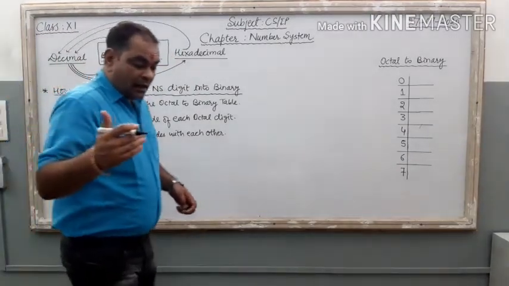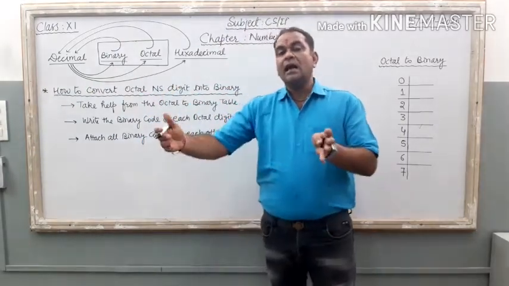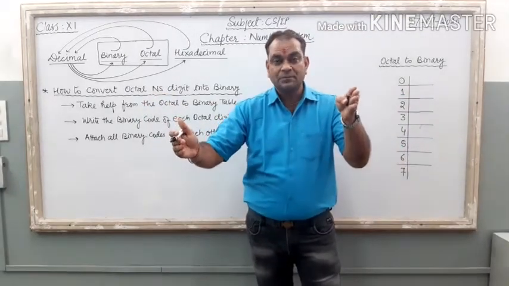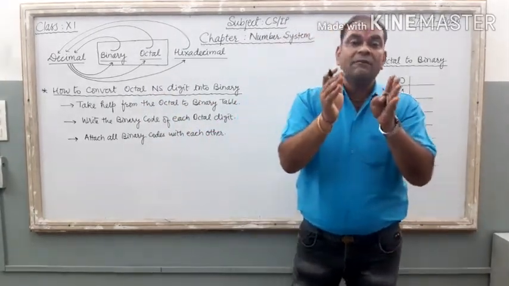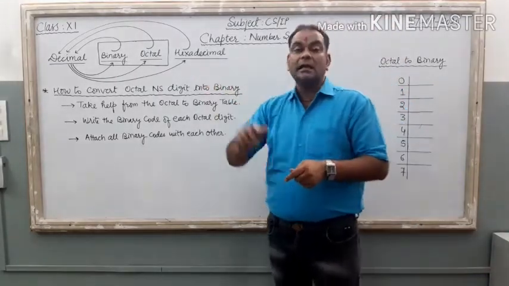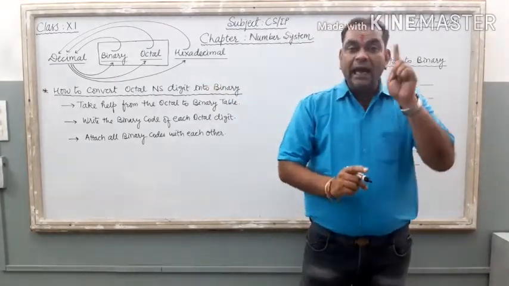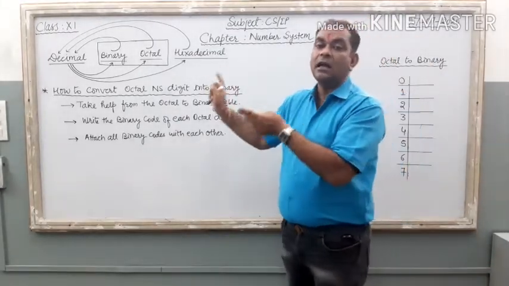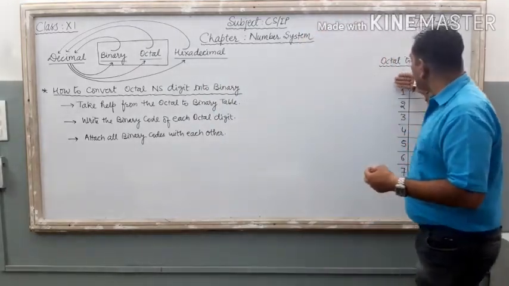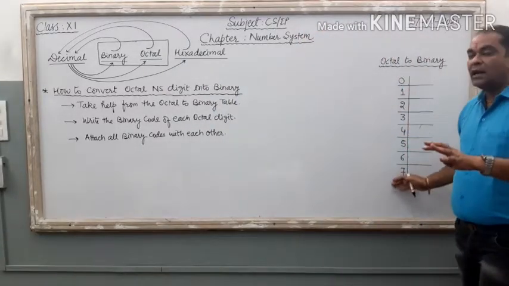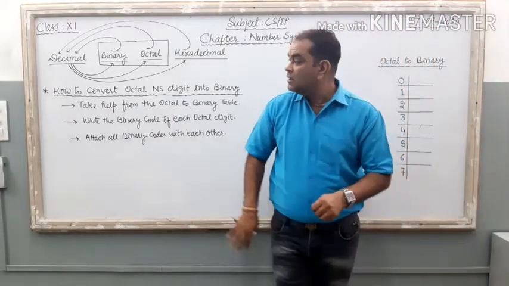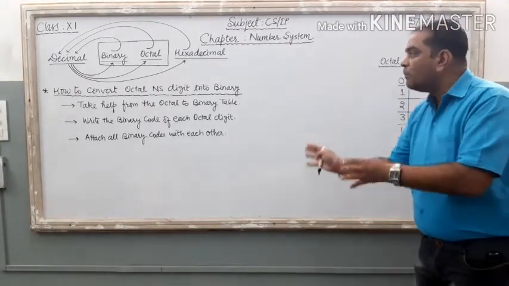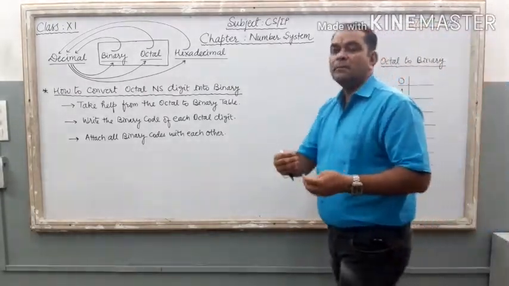As you know, in the octal number system there are 8 different digits, starting from 0 and ending at 7. Total 8 different fundamental values are there in the octal number system. Keep in mind, 8 and 9 are not available in the octal number system. The others, 0 to 7, are common with the decimal number system, right?